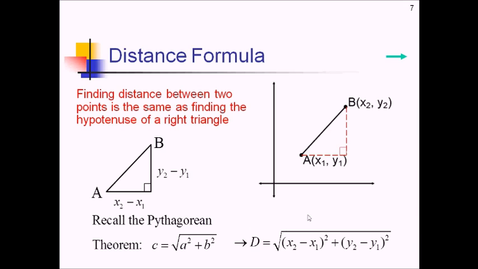Now, the nice thing about this formula is that it actually doesn't matter what order you subtract the x values in and the y values in, because you're squaring it. So even if you subtract it in quote-unquote the wrong order, you're still going to get a positive number either way. So let's go ahead and use this now.